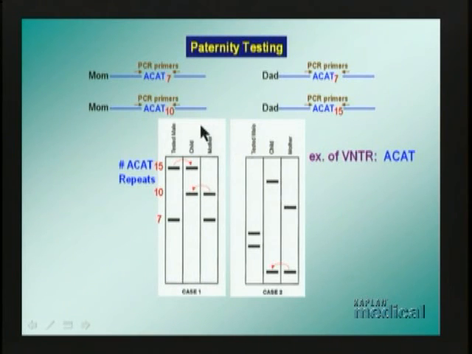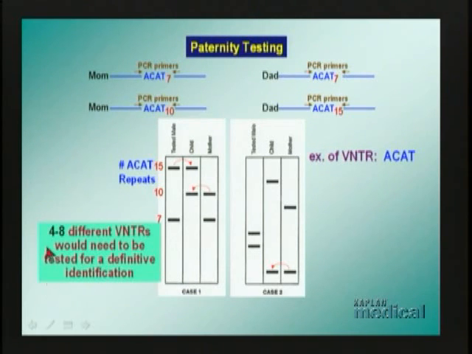So now let's assume you get the situation shown here on the left, where a band did come from the mother, another band did come from the tested male. The conclusion there is the male could be the father of that child. So how do you get rid of the verb could be to is the father of that child? The way that's done is 4 to 8 different VNTRs would have to be tested for a definitive identification. So this is one VNTR, ACAT, but 4 to 8 different sequences of DNA would have to be tested.